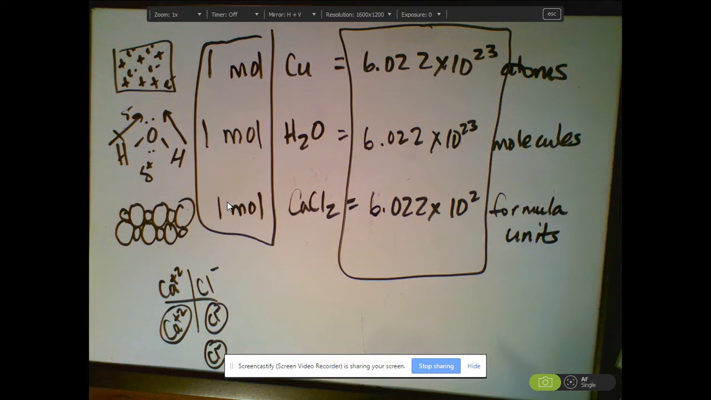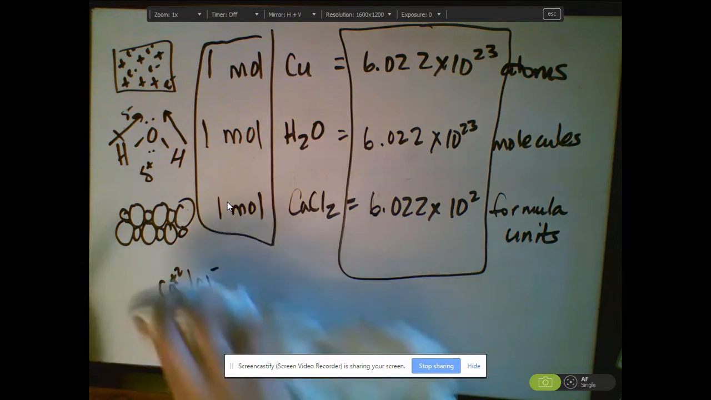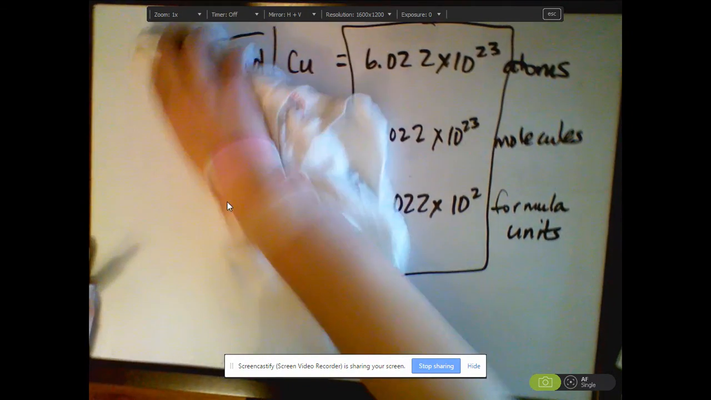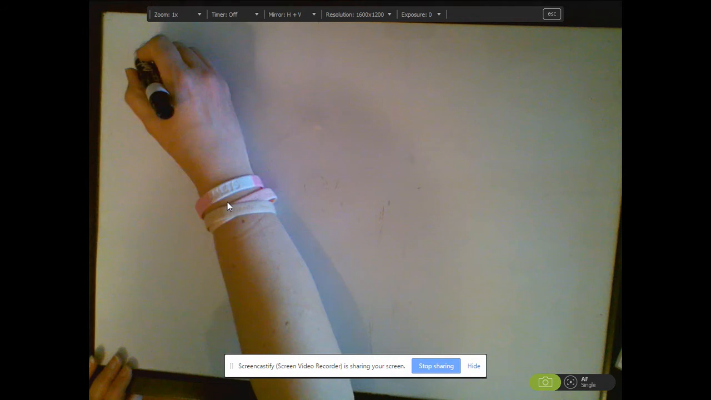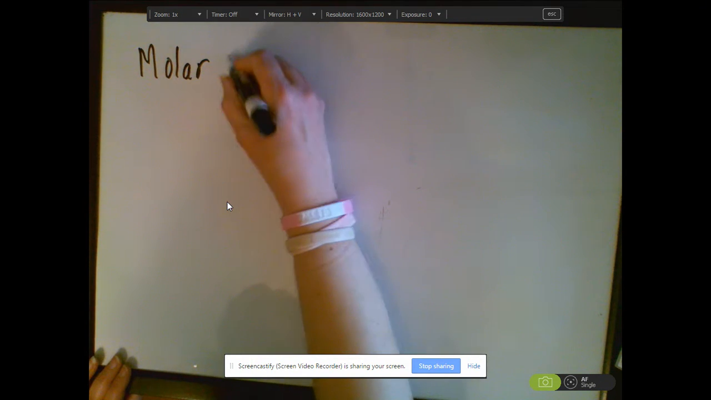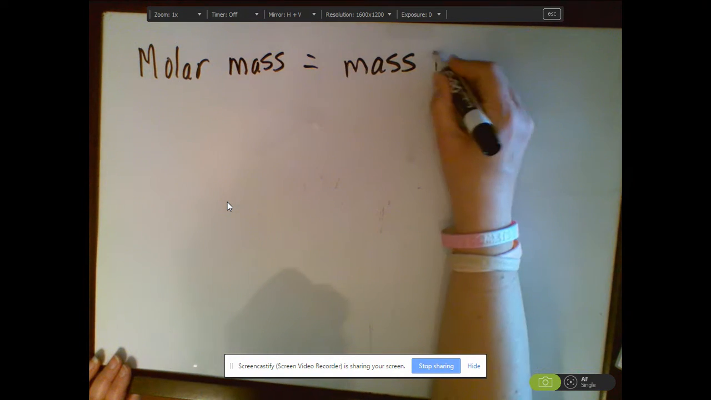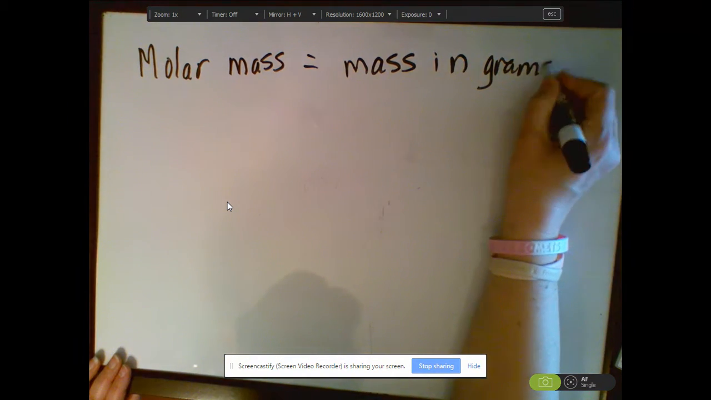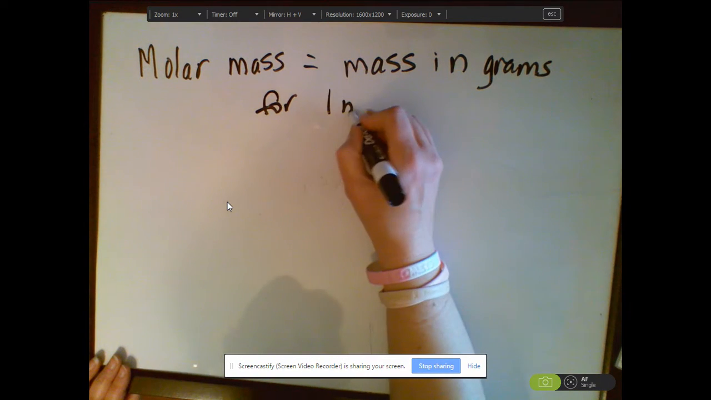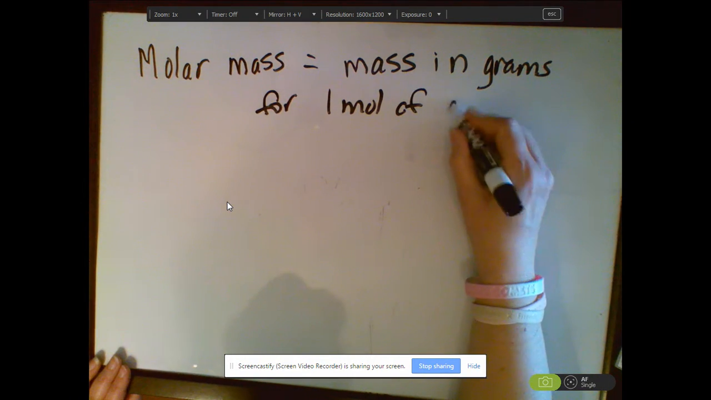Well, now that we better understand what a mole is, and again, it's just a really, really, really big dozen, we can see how we're going to be able to use the mole to mass substances. So the next part of the notes are going to talk about molar mass. And what molar mass is, it's the mass in grams for 1 mole of a substance.